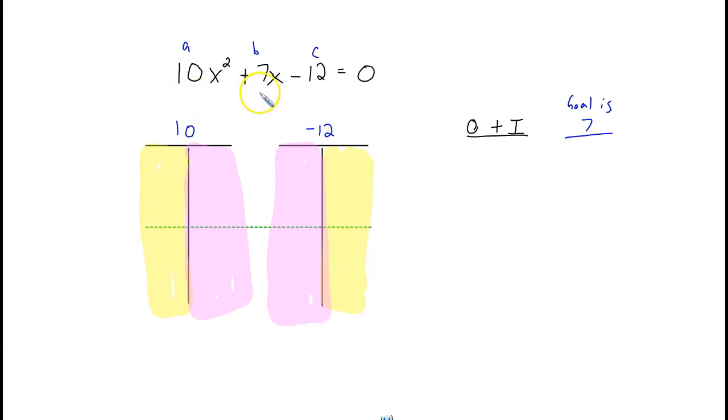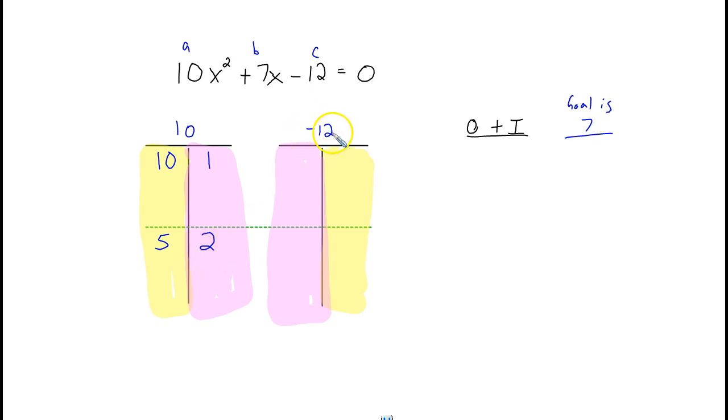We're going to look at 10x squared plus 7x minus 12 equals 0. So instead of writing it out the way I did in the table, I'm just going to use a t-chart to find the factors of 10. In this case, 10 is not prime. The examples we saw in the last video, all of our a's were prime. This is an example where it's not prime. So one possibility is we could have 10 and 1 as the factors of 10. The other possibility is 5 and 2. So either 10 and 1 or 5 and 2.